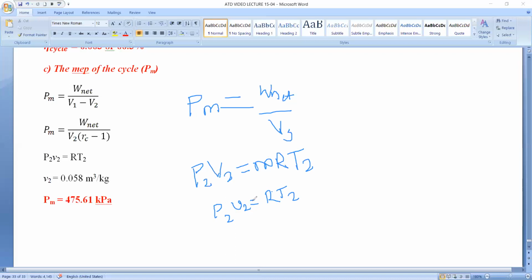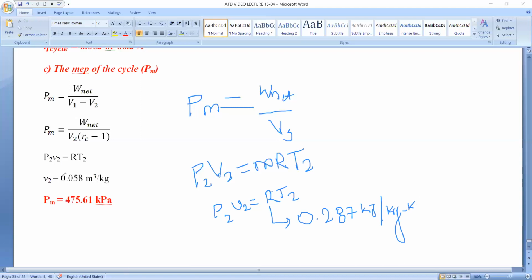Here the unknown is v2. Just calculate the value of v2 here. R is a characteristic gas constant. For air it is 0.287. So R for the air is 0.287 kilojoules per kg kelvin. I hope this is clear.